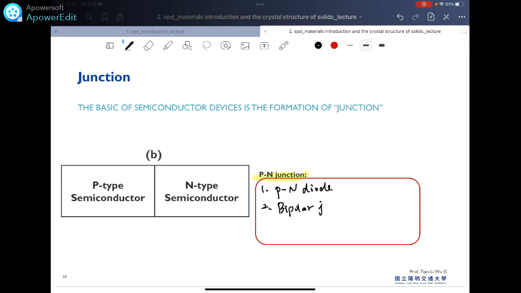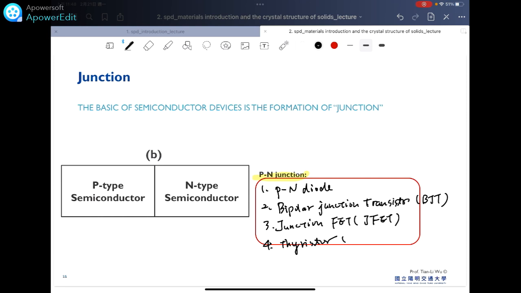Bipolar junction transistor, that's how we call this BJT. And the third one is a junction FET, JFET. And the fourth one, sometimes we call a thyristor. The thyristor is a combination with a PN-PN structure here. As for the PN diode, I think everyone is already familiar.